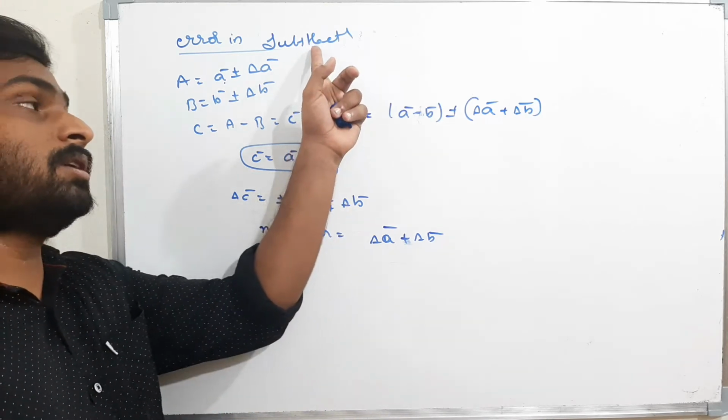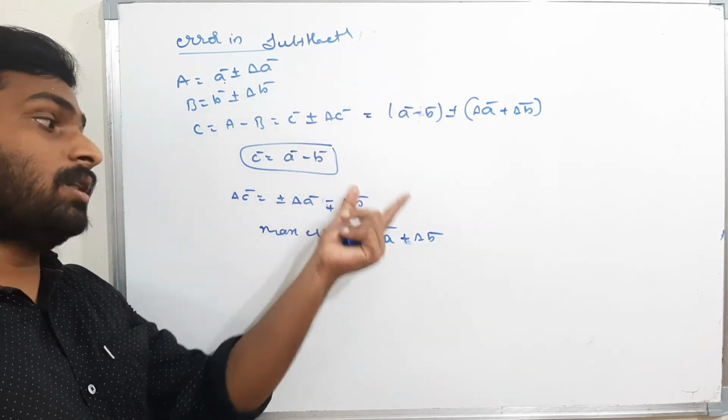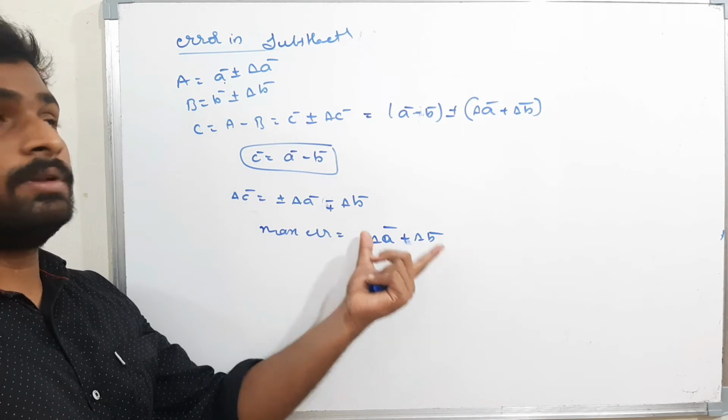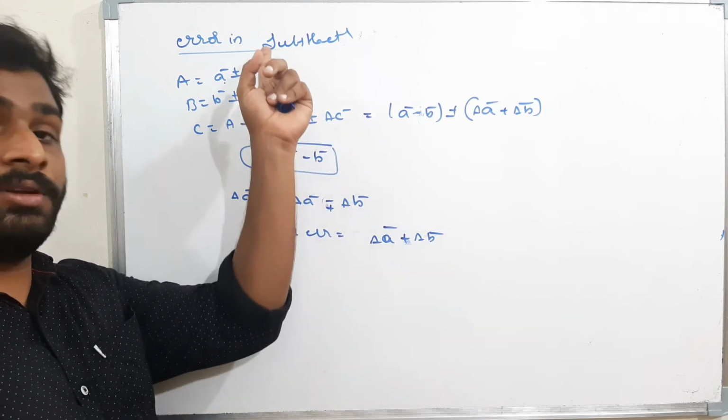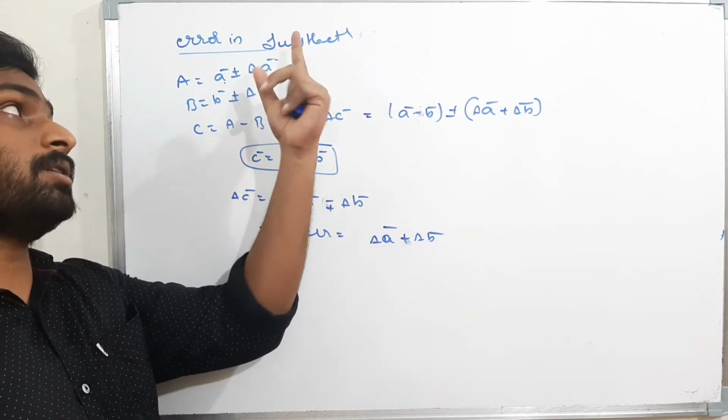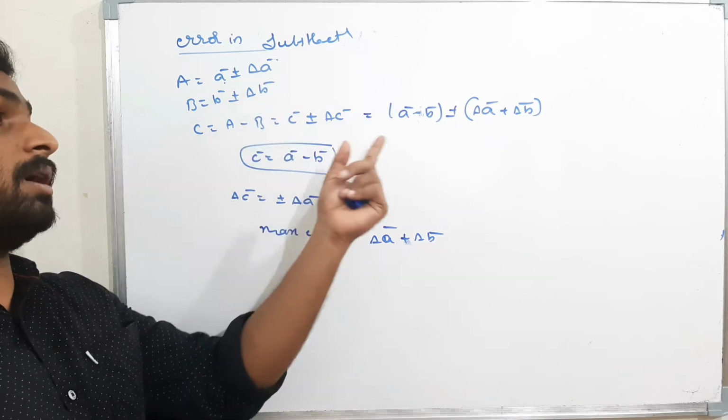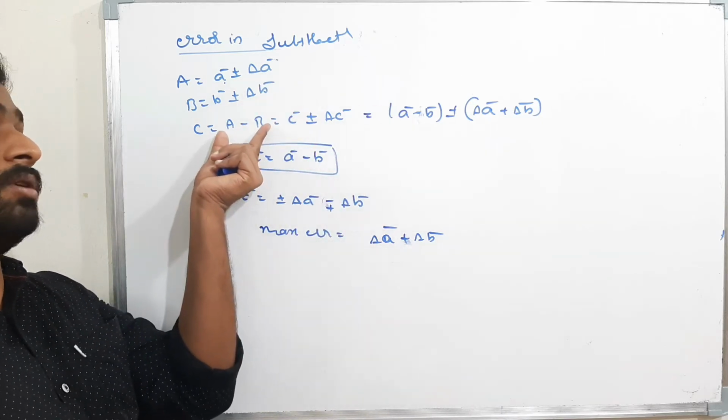Even though it is addition, even though it is subtraction, the errors will be added. Even though it is addition, it will be added. Even though it is subtraction, the error will be added. But this C bar will take the actual operation which is going on here.